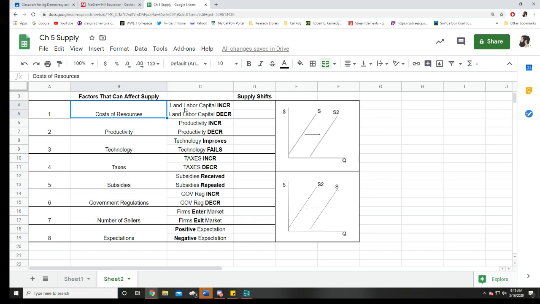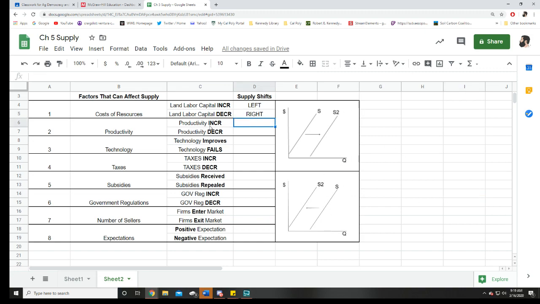So if we look over here at cost of resources, land, labor, capital. If your cost of resources increases, it becomes more expensive for you to produce your product. So you're probably going to be less willing to produce a product at a given price because it became more expensive to produce it. Because of that, your supply curve is going to go to the left. Now, if your cost of resources decreases, then you're going to be more willing to produce more products at every given price. So your supply curve is going to shift to the right, just like in this one right here.